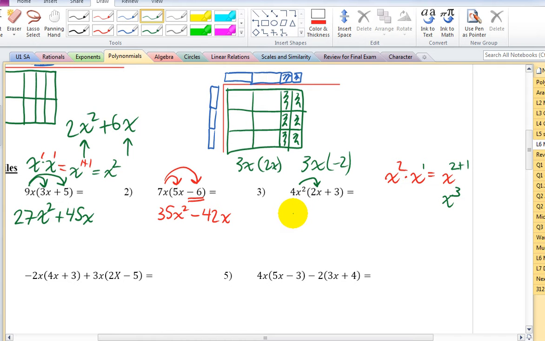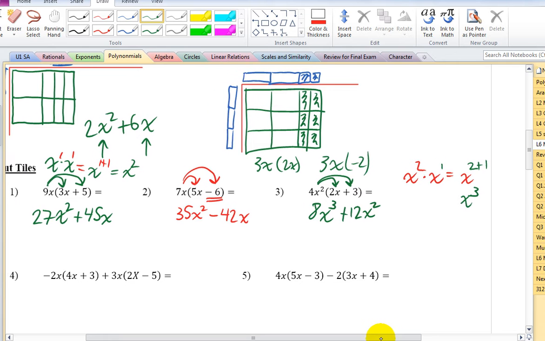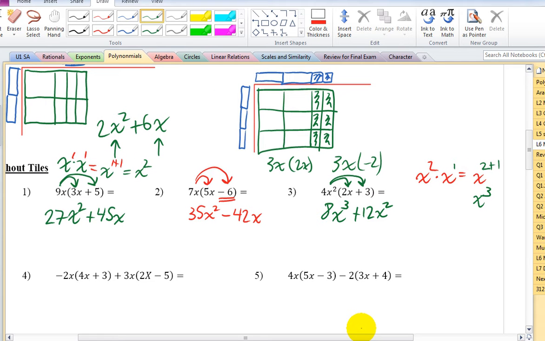4 times 2. X squared times x gives us x cubed. And what about 4x squared times 3? So that's like 3 groups of 4x squared. 12x squared. Okay? So we multiply our coefficients, the numbers in front. Okay, any questions?